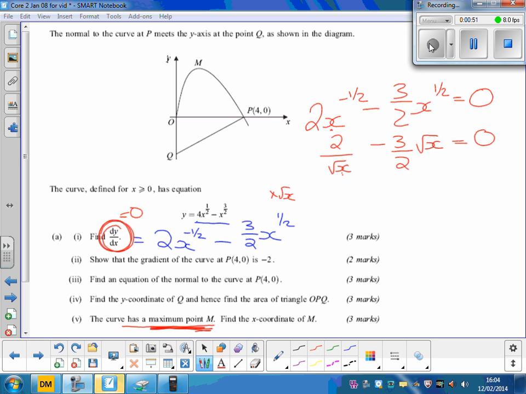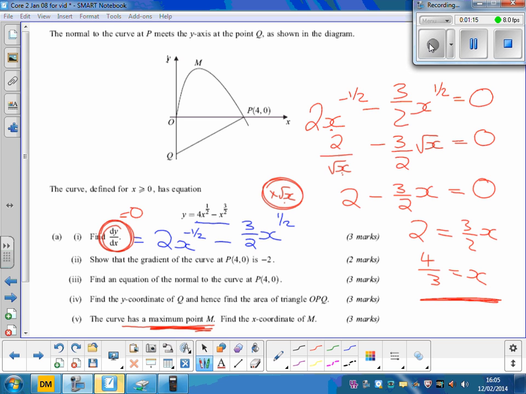Let's times everything by the root of x. So that gives me 2. That gives me 3 over 2. Now root x times root x is x. And then I'm timesing nothing by this, gives me nothing. I think we can cope with that now, can't we? 2 equals 3 over 2x. Times by 2 is 4, and divide by 3.